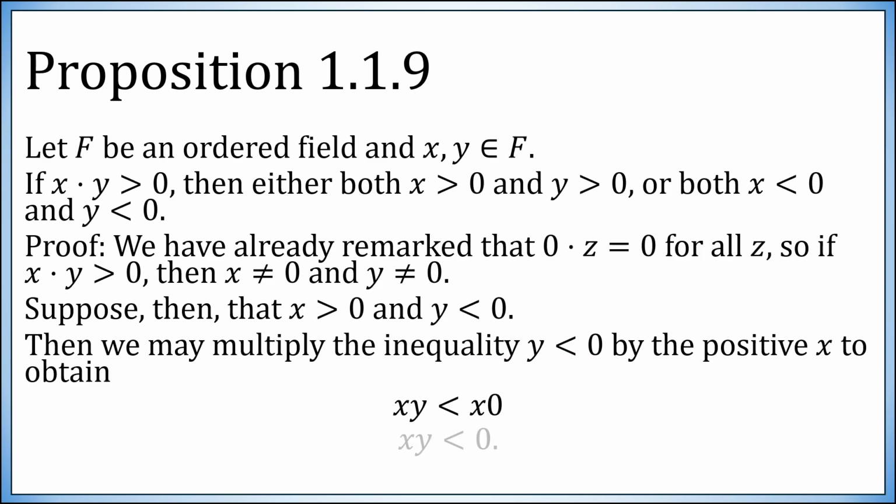But what is x times 0? It's 0. But we assumed at the very beginning that x times y is bigger than 0, so here we have a contradiction. Because remember, in an ordered field, if you pick two things, either one is less than the other, or bigger than it, or equal to it, but it cannot be both. So since we've assumed that x times y is bigger than 0, it can't simultaneously be less than 0.